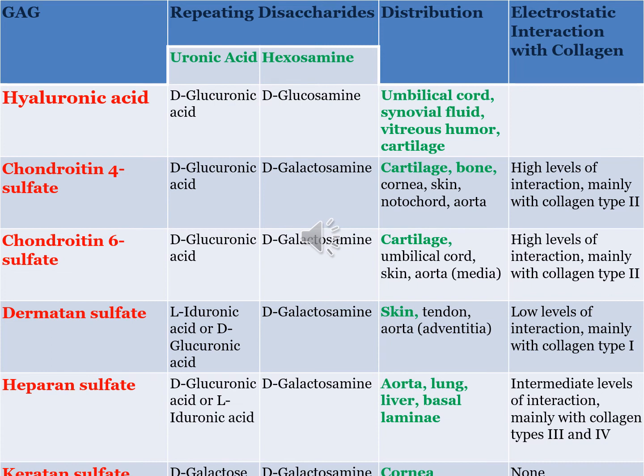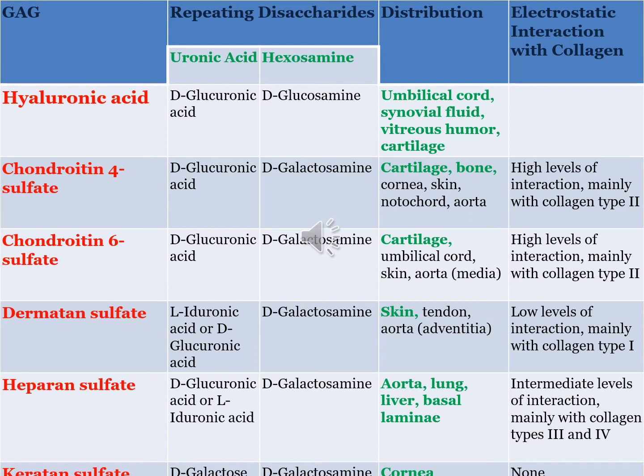So chondroitin 4 and chondroitin 6 sulfate, as the name indicates, chondroitin is going to be formed in the cartilage. Chondroitin 4 and 6 are both found in the cartilage, whereas chondroitin 4 is also found in the bone. They have different hexosamine attached to it, and dermatan sulfate is found in the skin. You must know these distribution names, and the distribution is very important. Names of the GAG and distribution.